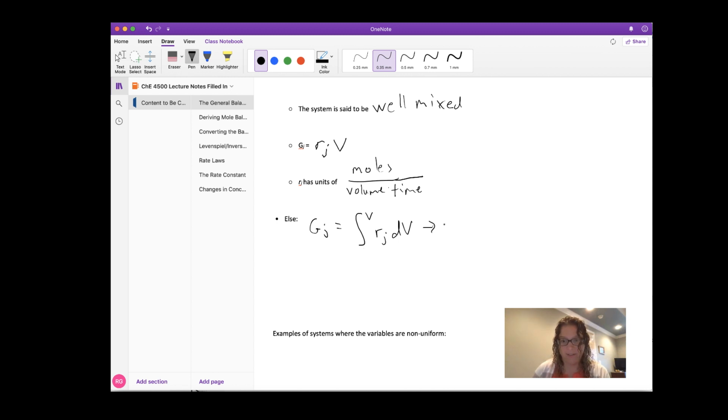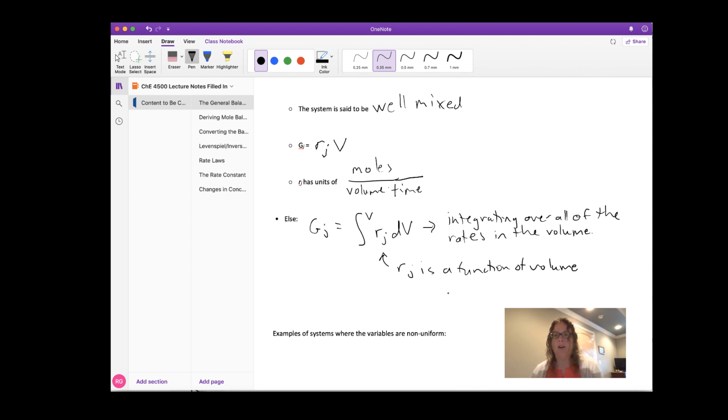So this, in effect, is integrating over all of the rates and the volume. In this case, RJ is a function of volume, whereas in the well mixed case, RJ is uniform over the entire volume. To be honest, we are never going to encounter this case in this class. We're always going to assume the well mixed case. So we're lucky in that regard.